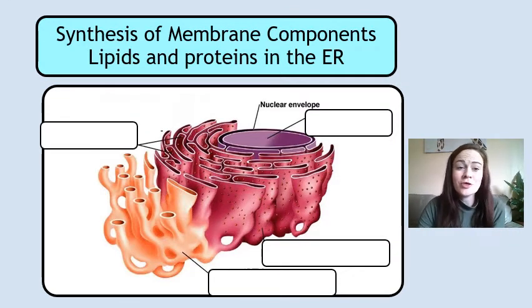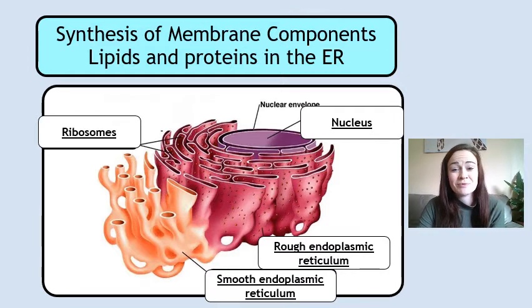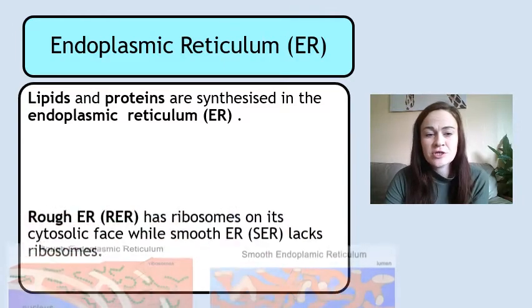So we're just going to look in more detail at how we actually produce the lipids and proteins in the endoplasmic reticulum. Just a little recap on this diagram here. We've got our nucleus, we've got our rough endoplasmic reticulum with the ribosomes attached, and then we've got our smooth endoplasmic reticulum. So the ER in more detail. This is where our lipids and proteins are produced.